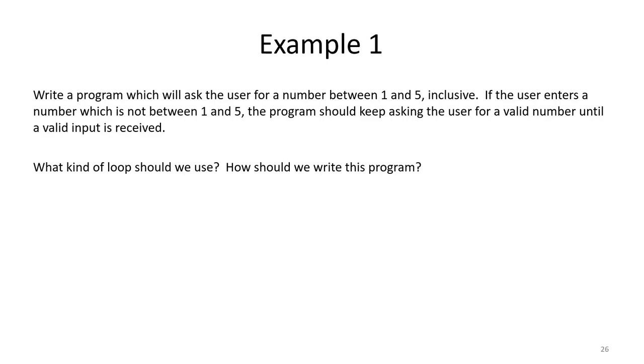Here we want to write a program which will ask the user for a number between 1 and 5 inclusive. So basically the number needs to be greater than or equal to 1 and less than or equal to 5, right? If the user enters a number which is not between 1 and 5, the program should keep asking the user until a valid input is received. So the question is, what kind of loop should we use? And how do we write this program? Try pausing the video and giving this a try.